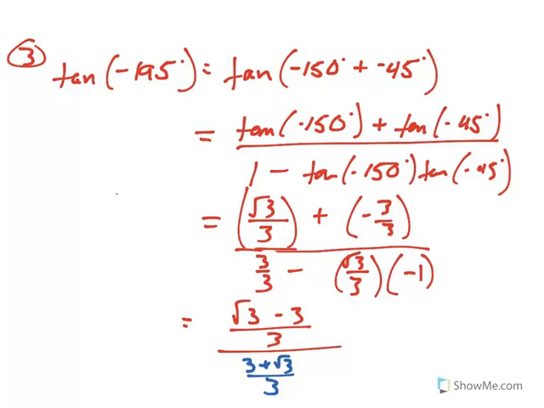We have a complex fraction. To make it not complex, I could multiply the numerator and denominator by 3. If we do that, those 3's cancel, these 3's cancel. That is going to give us square root of 3 minus 3 over 3 plus the square root of 3. Square root of 3 plus 3 over square root of 3 minus 3. I think that's what I just said. Let me check.